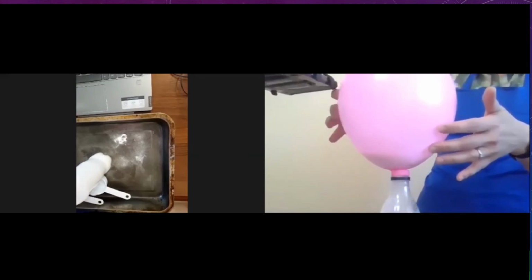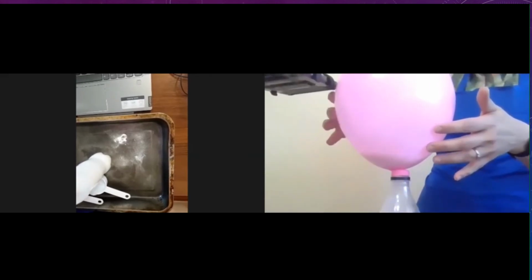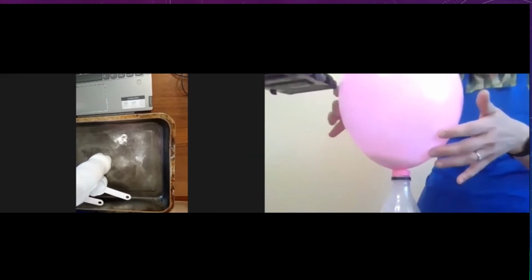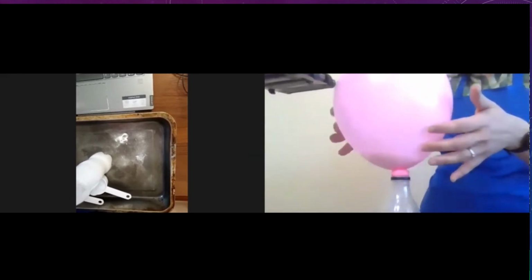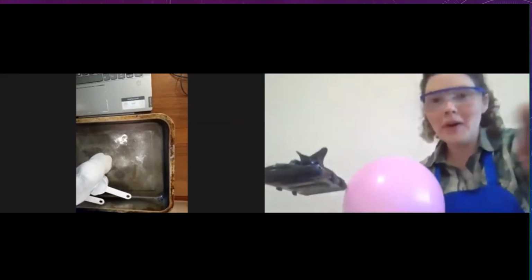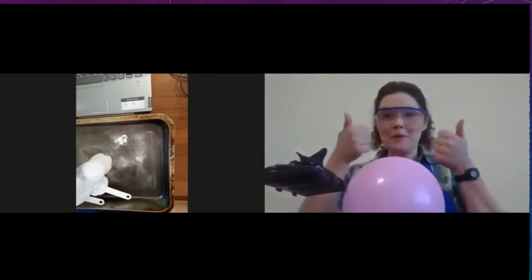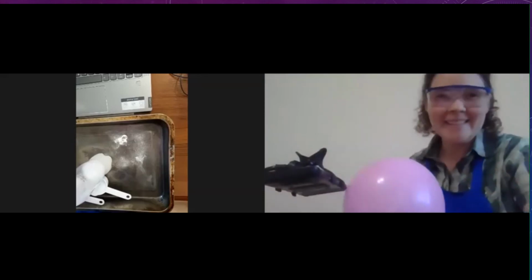Look at that. So this is a chemical reaction. This is an acid of vinegar reacting with a base of baking soda. And when they mix together, they produce a gas called carbon dioxide. And gas is what fills up balloons. All right. I hope you are able to do this one at home and have a super fun time doing it. Bye.